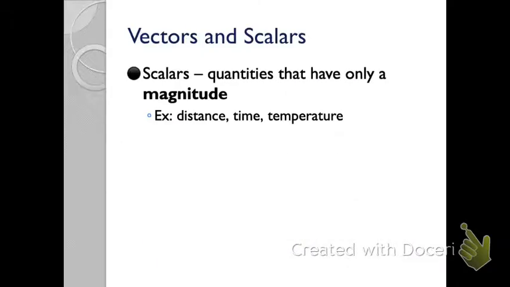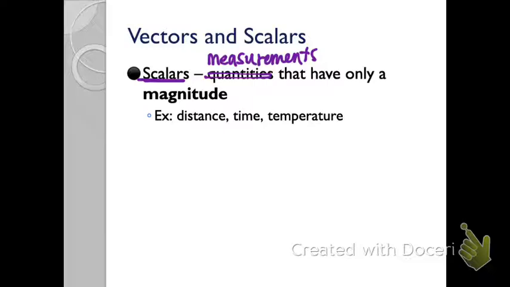Okay? The counterpart to vectors is a measurement called a scalar. Scalars are measurements that only have a magnitude. They only have a size. They don't include direction. So these are things like distance, time, and temperature. Okay, measurements that only have a magnitude.